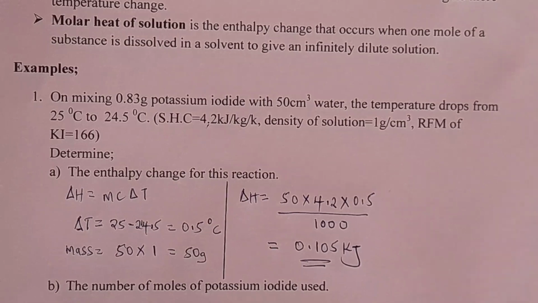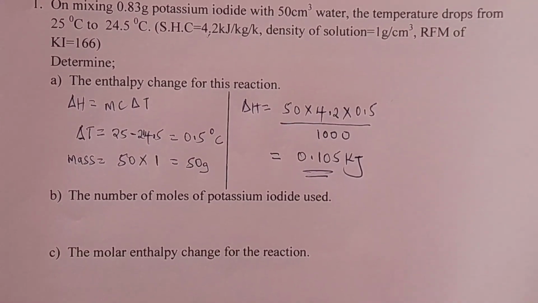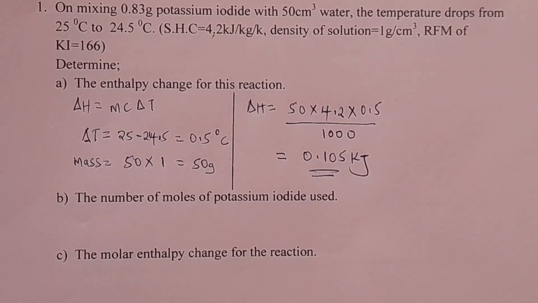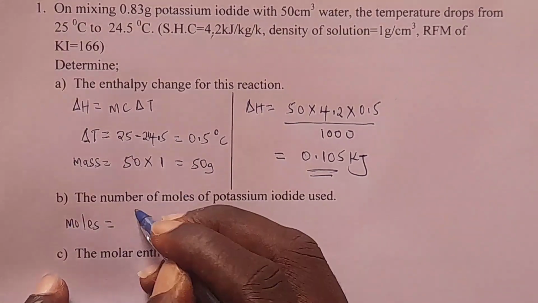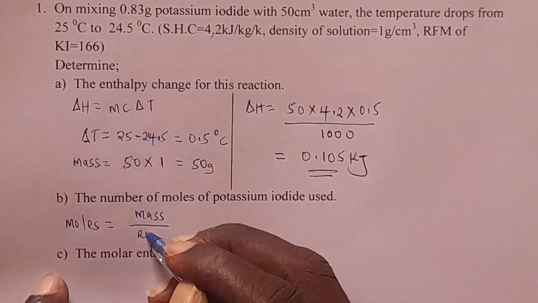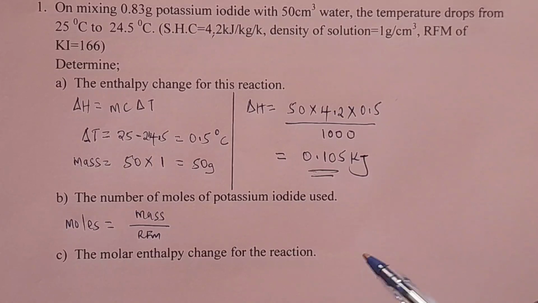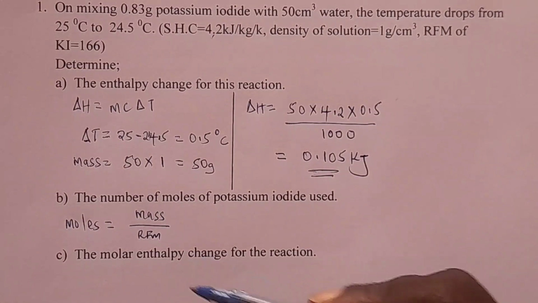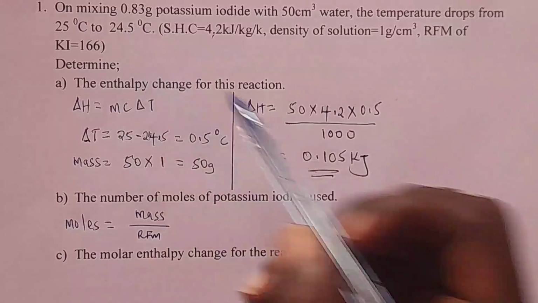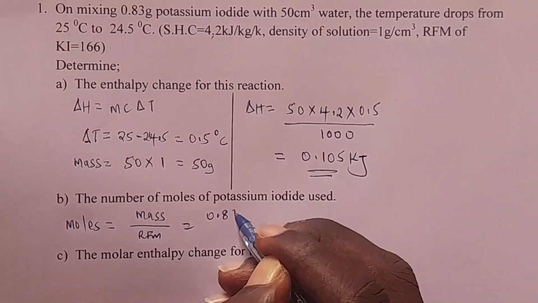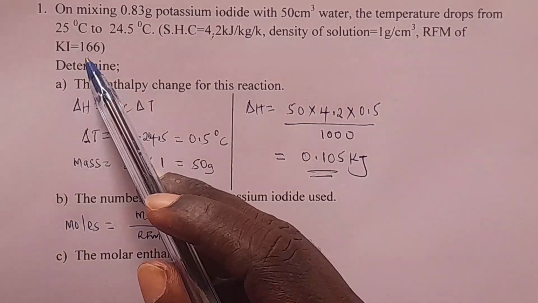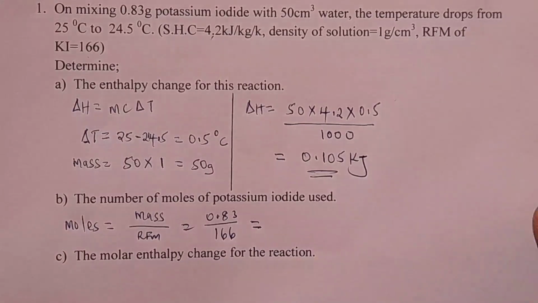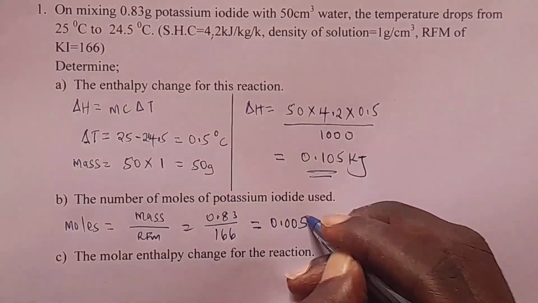So in B, I'm told the number of moles of potassium iodide. We have done moles in form 3. The formula for getting moles was mass over molar mass, or RFM. Here we are dealing with potassium iodide, which is a compound, so we are going to use its relative formula mass. The mass is given as 0.83 gram, so we have 0.83 divided by the molar mass, or the RFM, which is given as 166. It is there in the bracket. If we do this, we are going to get 0.005 moles.